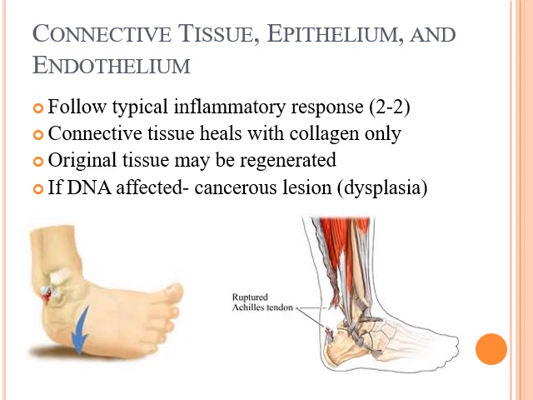If DNA gets affected, you could end up with a cancerous lesion. This is more commonly seen in epithelium and endothelium because they're more prone to cancer because of exposure to the environment. For instance, in the digestive tract, you're eating stuff, so you're taking things from outside of the body and putting them inside the body. If for some reason the epithelium there is damaged, it could predispose somebody to dysplasia and forming some type of cancer.